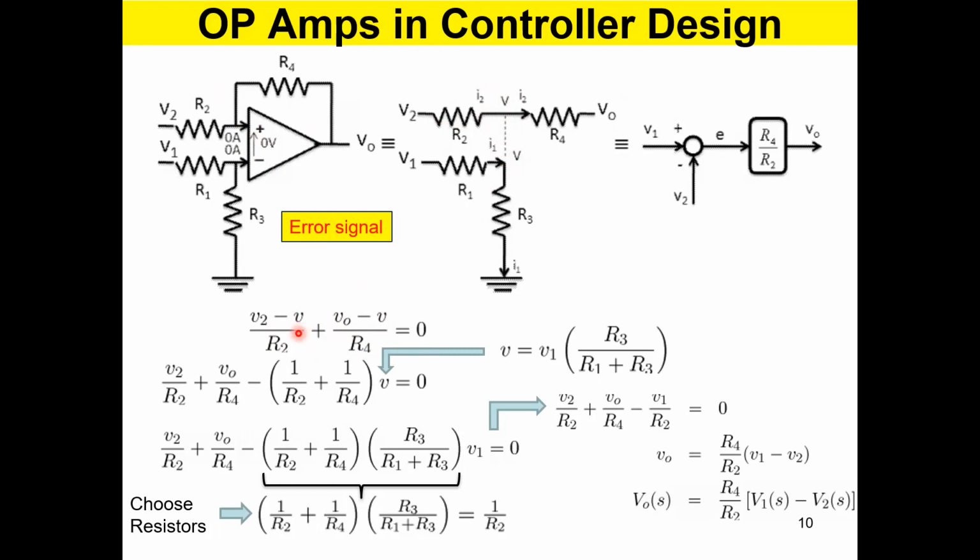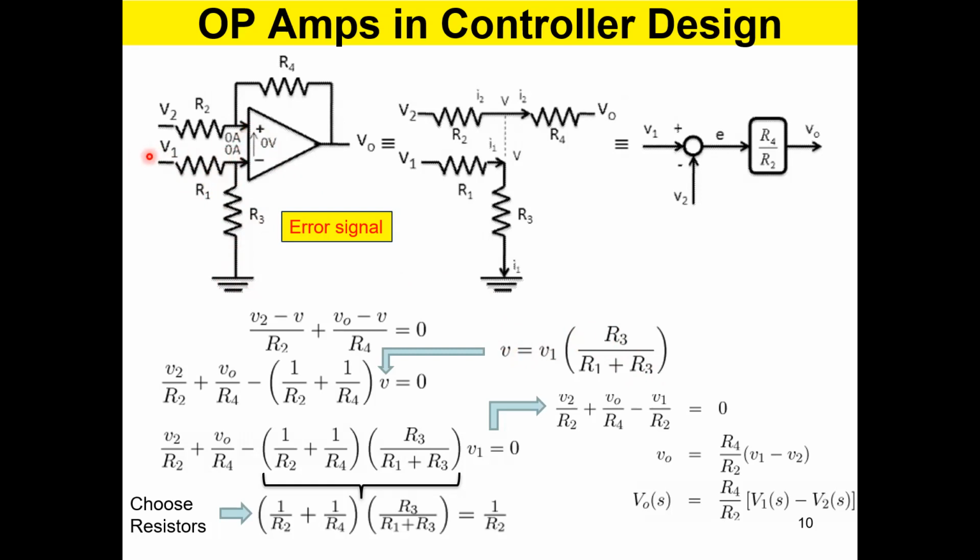V2 minus V over R2, V0 minus V over R4. So this part here. And this voltage is a potential divider circuit. So V is V1. If you look at this part here, this is 0. This is some voltage, this is V1. From V1 to ground, it is R1 and R3, so it is R3 over R1 plus R2 times V. So that is how you calculate the voltage at this point.